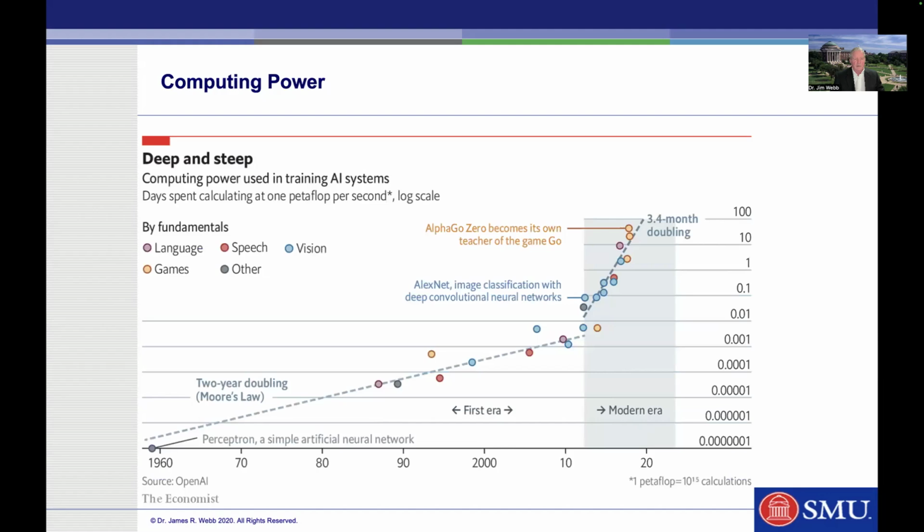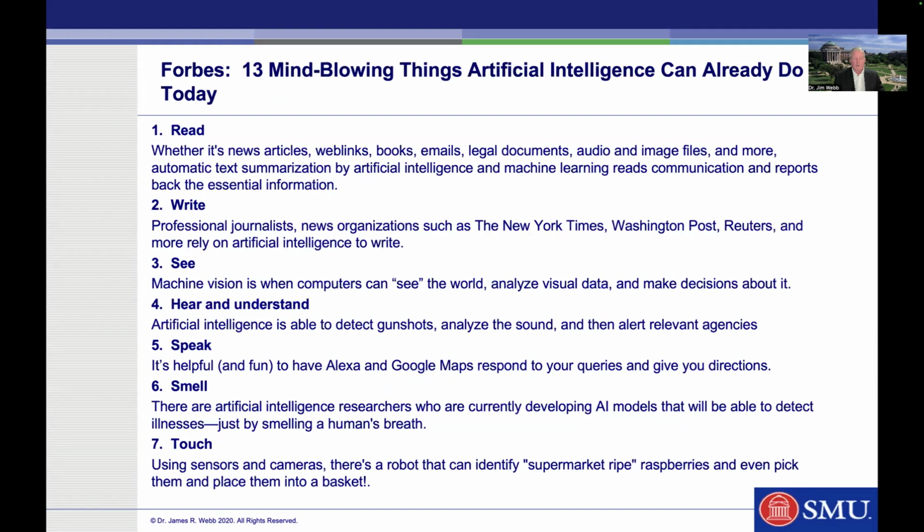And then computing power just continues to explode. In the modern era, about every 3 to 4 months we're doubling our computing power used in training artificial intelligence systems. Forbes came up with something called mind-blowing things that AI can do.